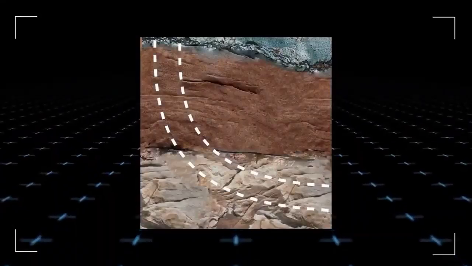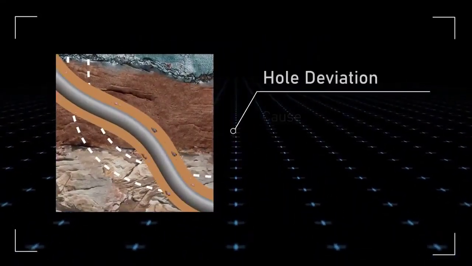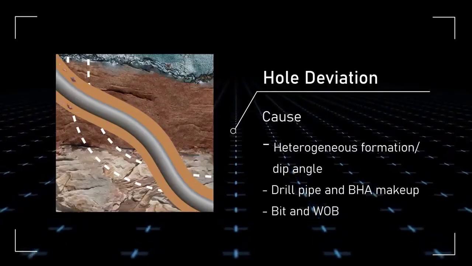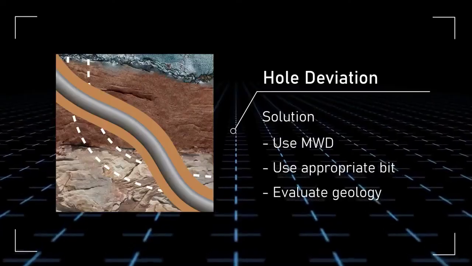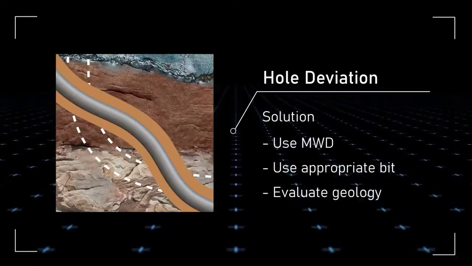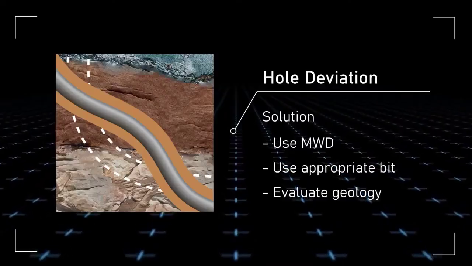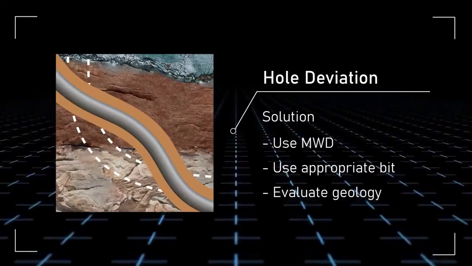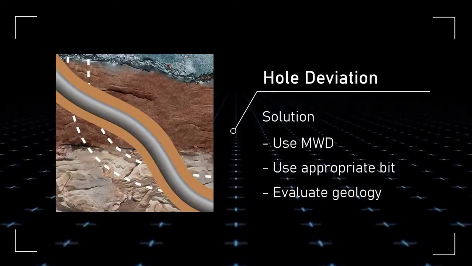Hole deviation is present, beginning with the first foot drilled. The bit tends to deviate from the center path during vertical drilling operations because of formation dip angles and heterogeneous rock textures. When drilling deviated holes, gravity becomes a major factor. Maintaining a consistent direction while drilling requires utilizing a well-designed BHA, selecting an appropriate bit, tailoring operational parameters, and evaluating the geology.